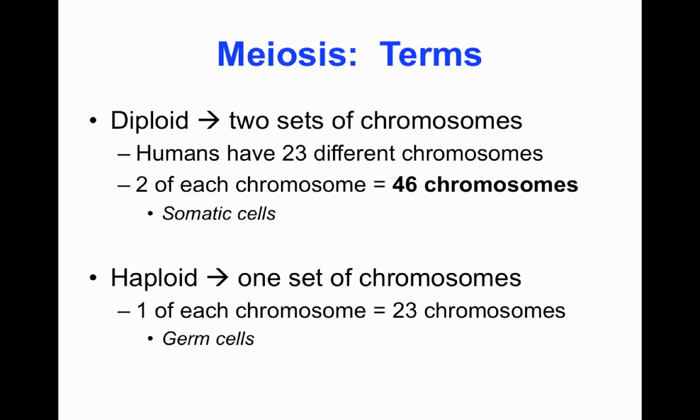Now, all the somatic cells that we have are diploid. That means that they contain two sets of chromosomes. So, as humans, we have two different kinds of chromosomes.